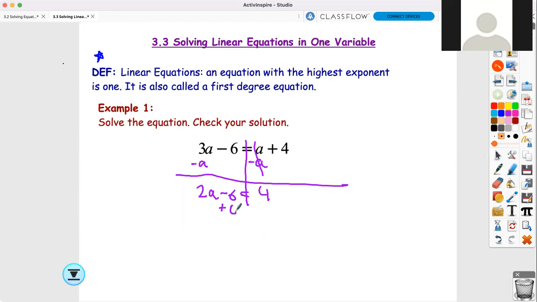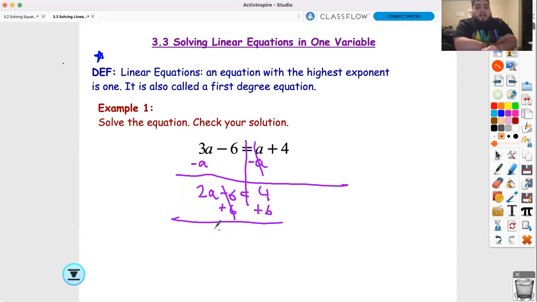Always subtract, so you'd add. We would add the 6, so we're subtracting originally. That cancels out. And then we get 2A equals 4 plus 6, which is 10.